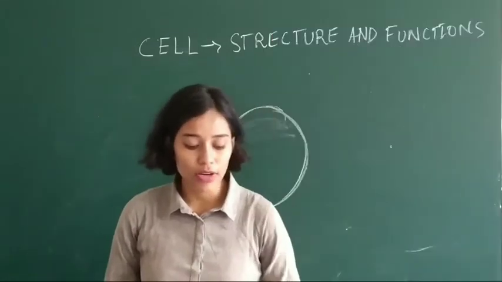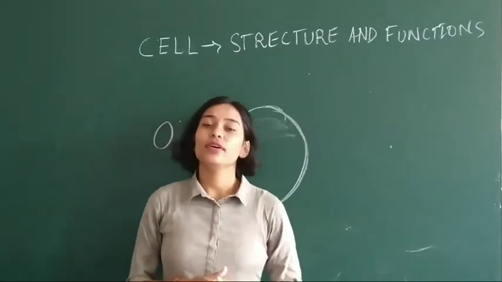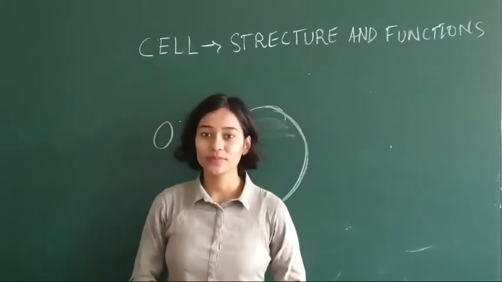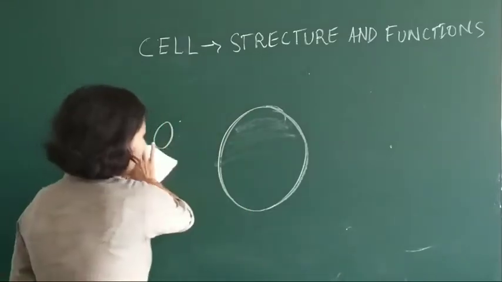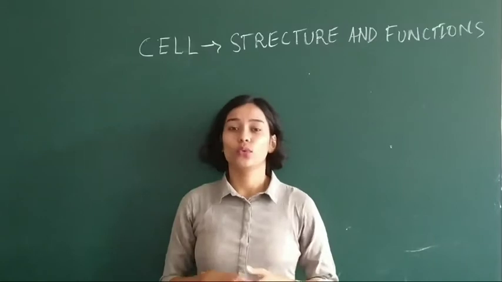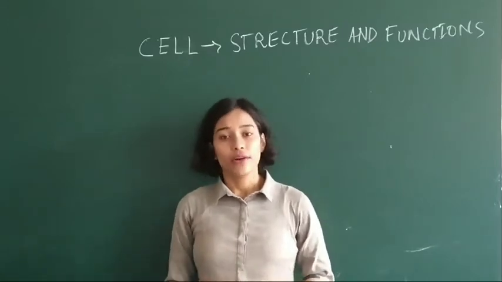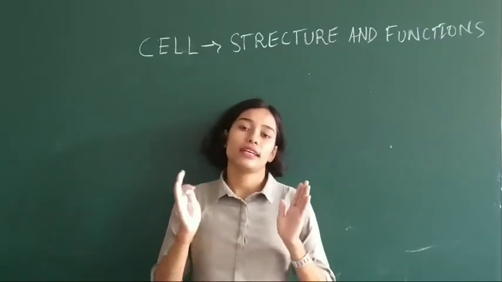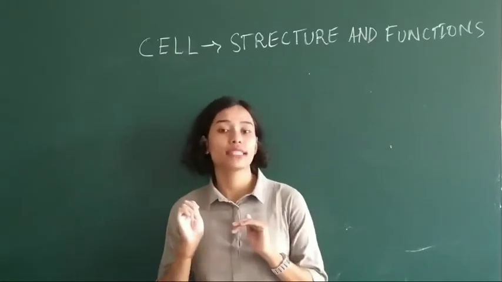Now you see the number of cells. Can you guess the number of cells in a tree? No, we cannot. Can you count the number of cells in your body? Is it possible? No, we cannot. According to this, animals are classified as multicellular organisms and unicellular organisms.